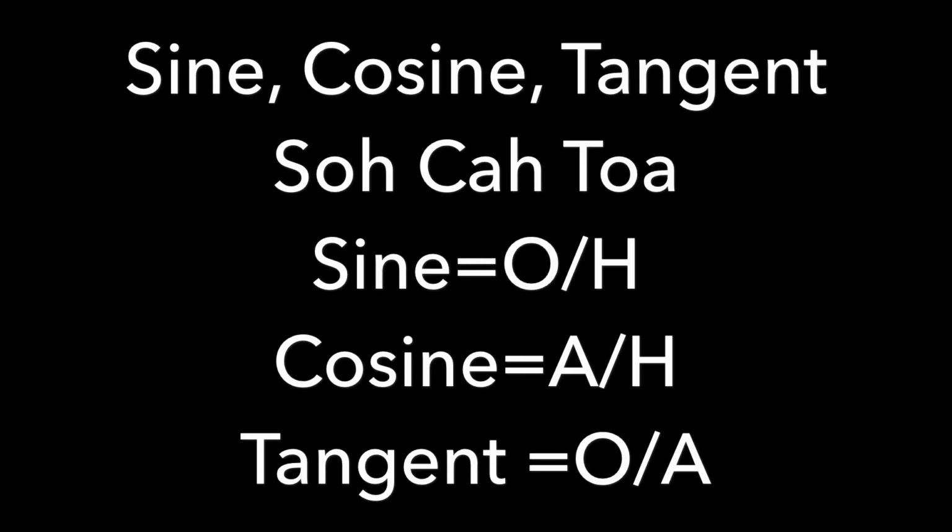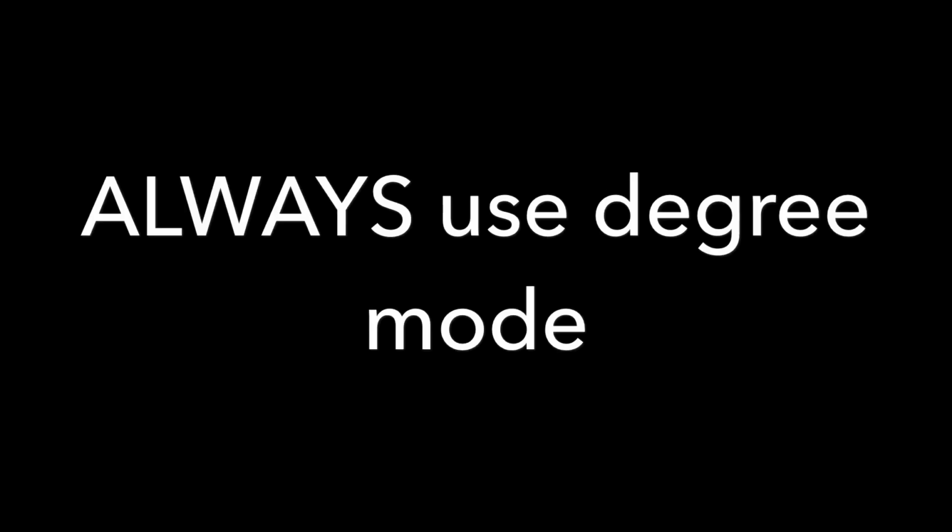So let's review. The three ratios of trigonometry are sine, cosine, and tangent. You can remember them by SOHCAHTOA, and sine equals opposite over hypotenuse, cosine equals adjacent over hypotenuse, and tangent equals opposite over adjacent. And always use degree mode.